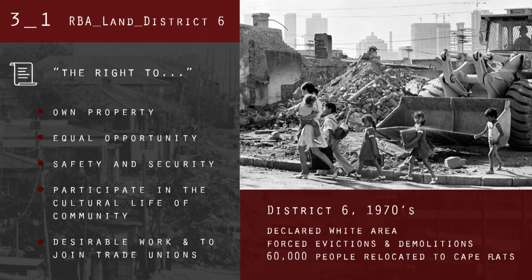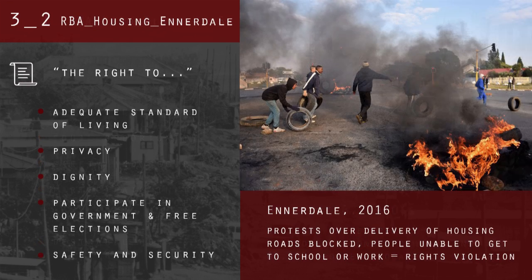An example of the violation of these rights can be illustrated in the land claims of District 6 in the 1970s. The state's inability to supply acceptable housing in Innerdale violated the rights of an adequate standard of living, the right to dignity and privacy, and to participate in elections due to an unrecognized informal address. The resulting protests, a legal right in South Africa, started to encroach upon the residents' right to safety and security, work, education, and freedom of movement.